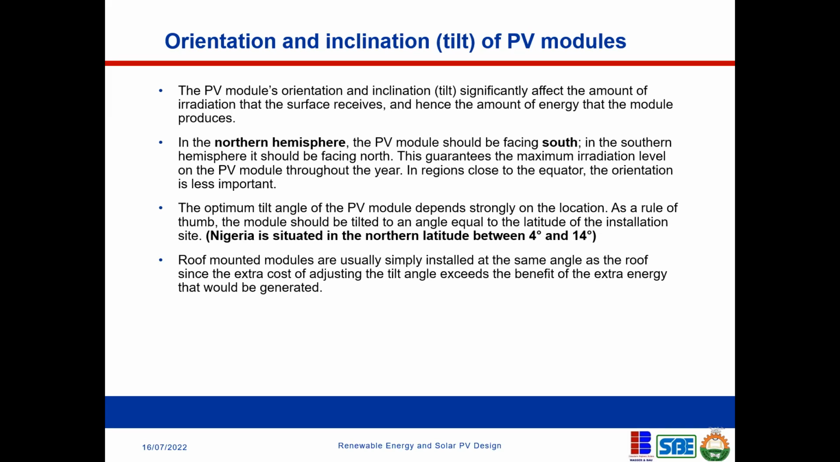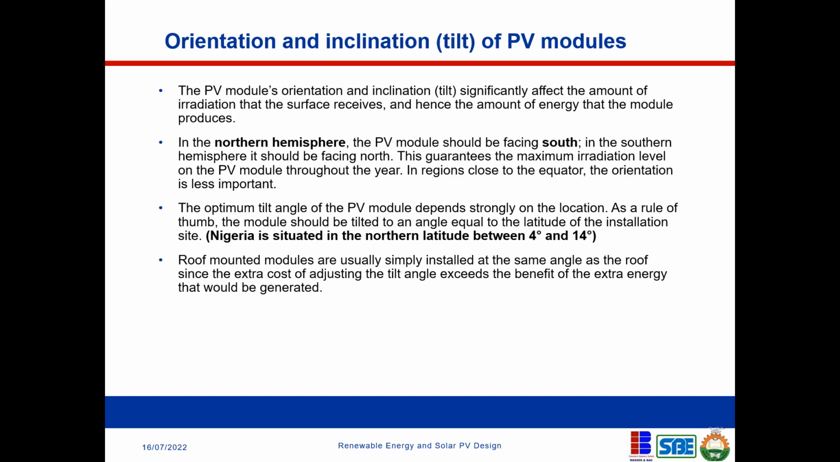So in the northern hemisphere, the PV modules should be facing south. And because Nigeria is in the northern hemisphere, if you're doing any solar installation, it should face south. So you can go with your compass and then determine where the south is located. That's the south. That's the orientation of your PV module.